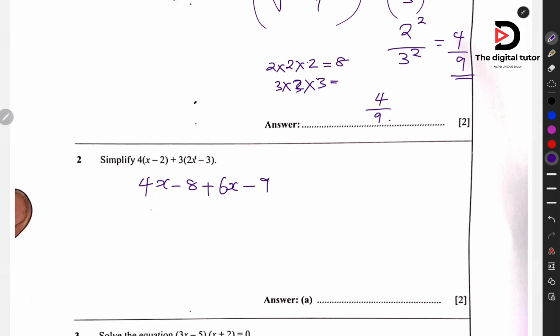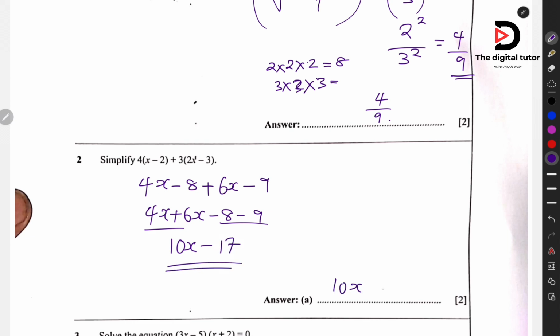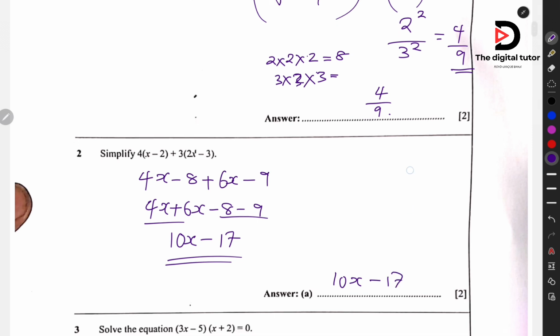You collect the like terms: 4x plus 6x, then negative 8 minus 9. This is going to give you 10x minus 17. So that is the answer: 10x minus 17.